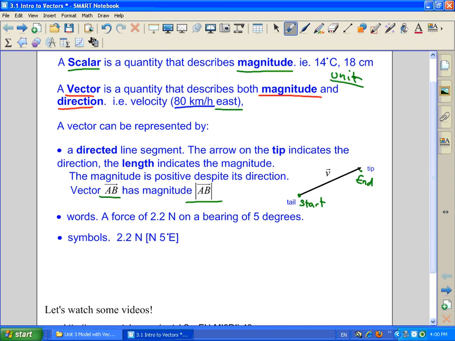Okay, we can use words to describe it. So a force of 2.2 newtons on a bearing of 5 degrees, or we can use symbols, and we always put the magnitude first. So we're going to write magnitude first, then direction. Okay. So if you see short forms or symbols, it's always going to be magnitude first and then direction.